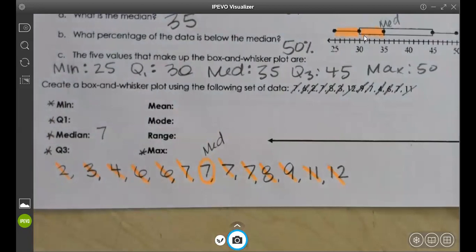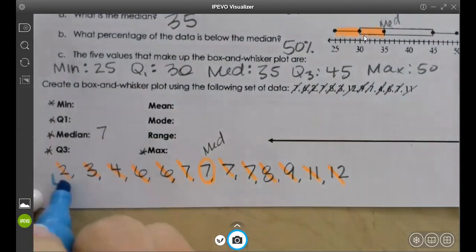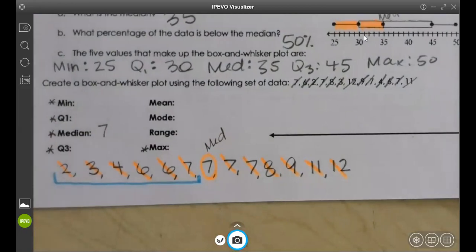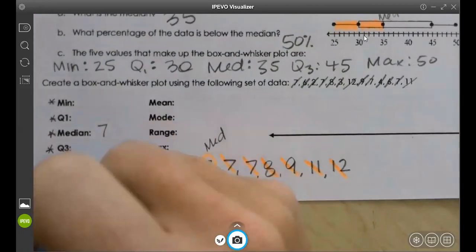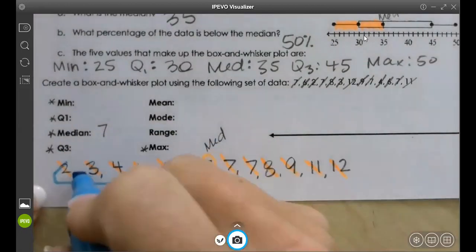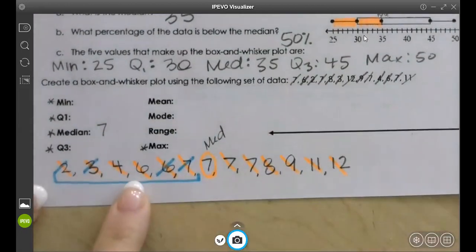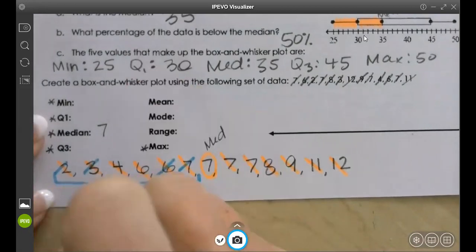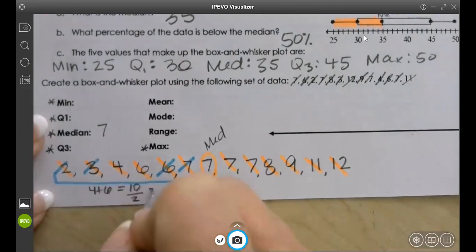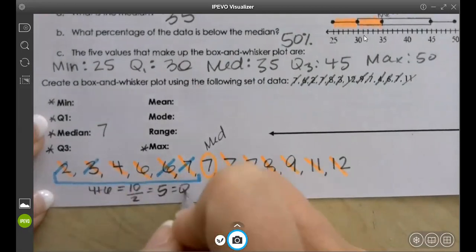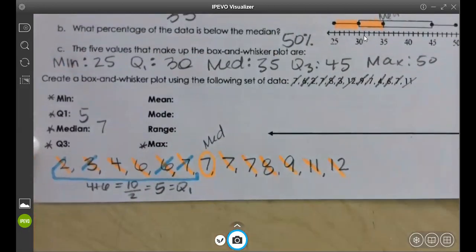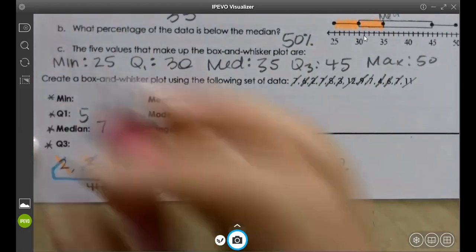Now to find your Q1, you do the same thing, but you only do it with this data. You see what I'm saying? So the lower half of the data, do the same thing. So we're going to mark it out. 2 and 7, 3 and 6. What happens if I have two numbers? Add them and divide by 2. 4 plus 6 is 10, divided by 2 is 5. That's your Q1. What's your minimum? 2 is your littlest number.